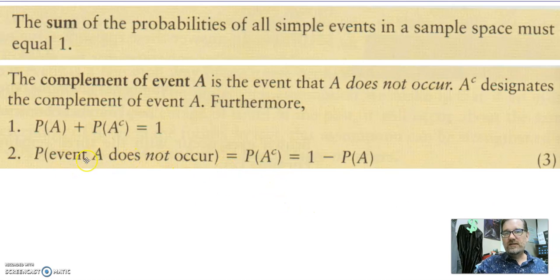And then, of course, to find the probability that an event does not occur, I just do 1 minus the probability of the event, and I get its complement.